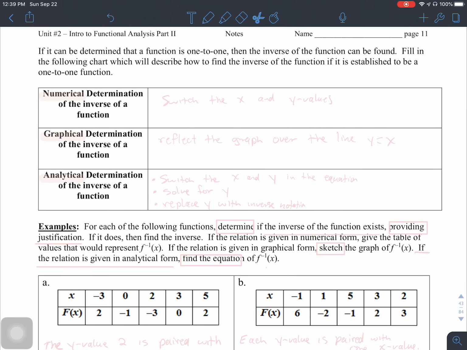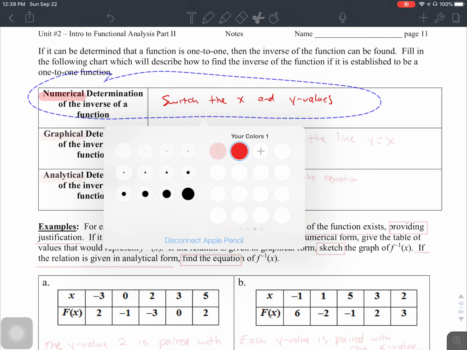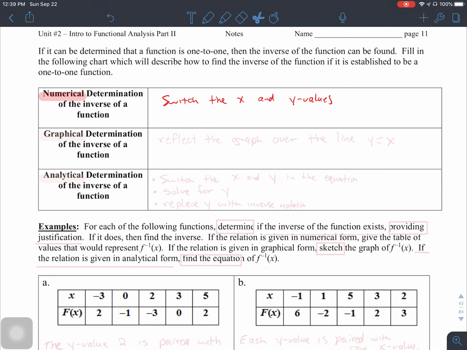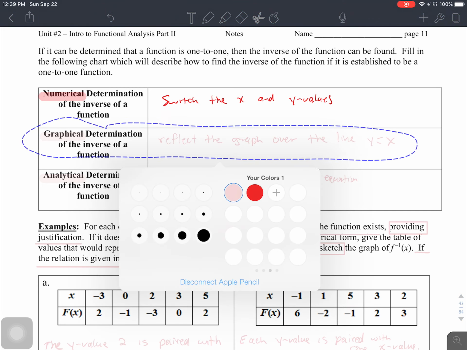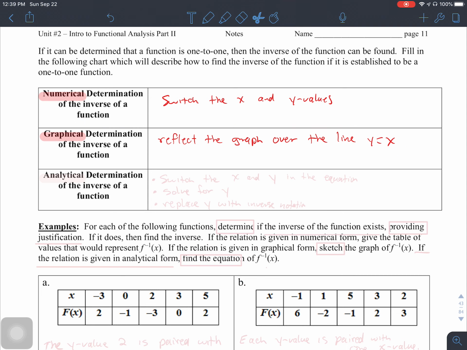Moving on. Once you know that a function is one-to-one, then the inverse of the function can be found. Fill in the following chart that will describe how to find the inverse of a function if it is established to be one-to-one. Numerically, all you got to do is switch the x and y values. Done, you found the inverse. Graphically, if you take the original function and reflect it over the line y equals x, that will give you your new graph.